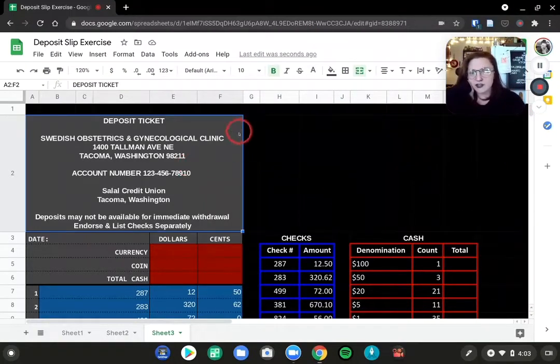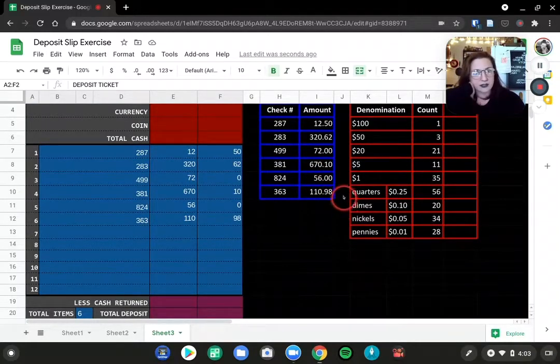Alright, hello CMA 104. I'm going to go over your deposit ticket assignment real quick. I've made up an example that is similar to your assignment, but it's not exact, so that way you can try it yourself.